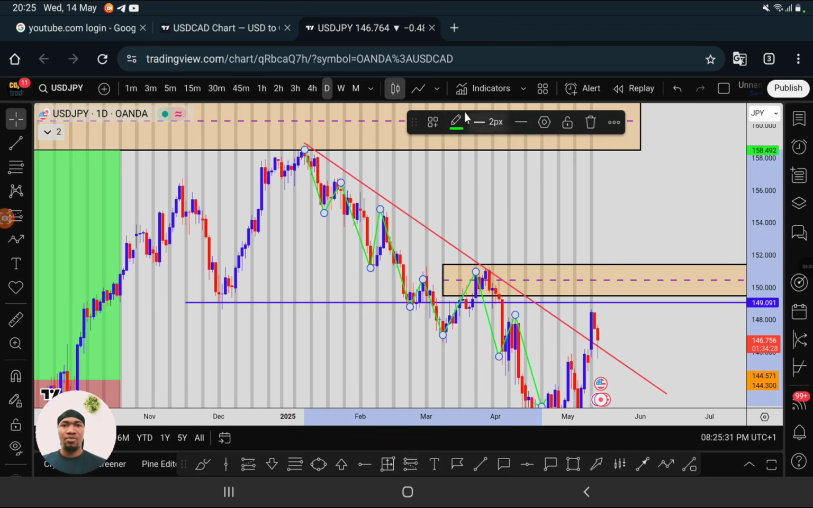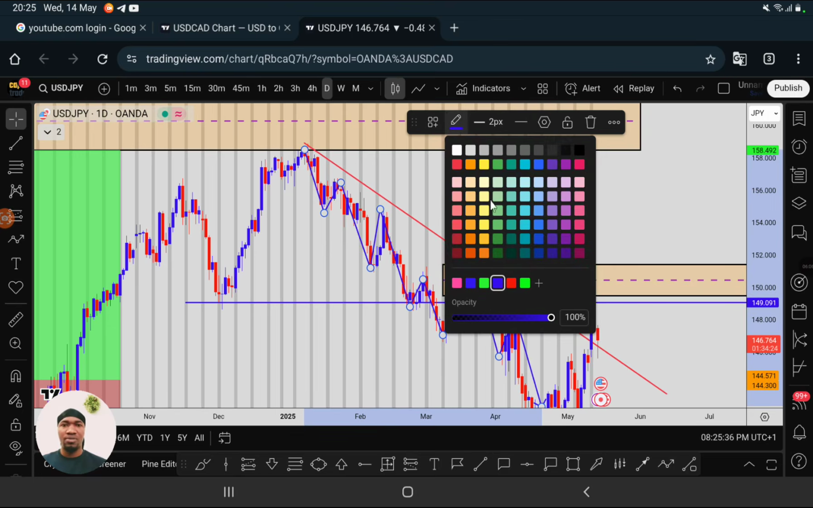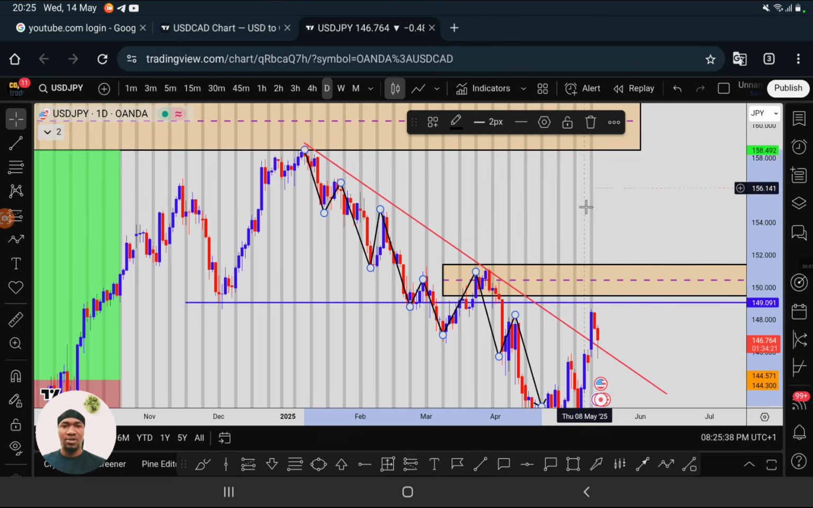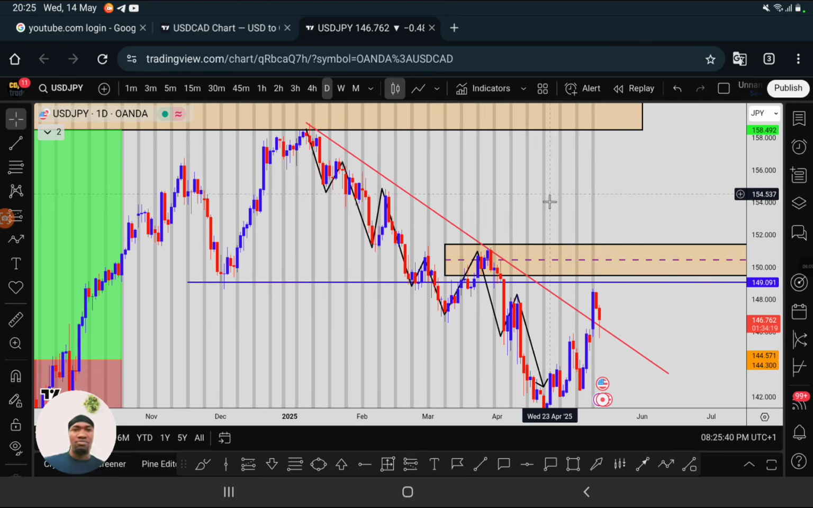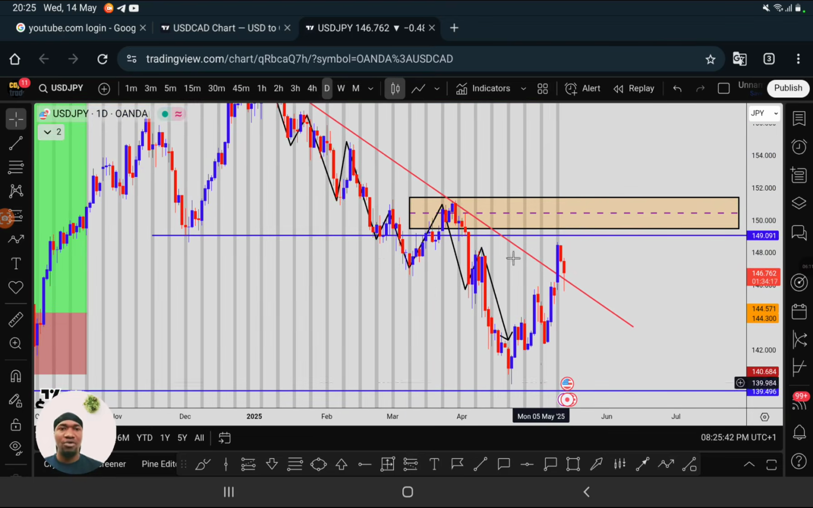green. No, green is not visible. Let's make it blue. Black. Okay, maybe let's go with black at the moment. So price has been selling, but here we see price is going up. So on the weekly, look at what's going on.